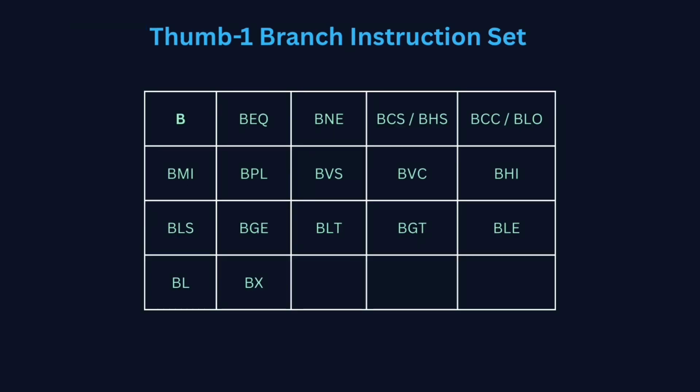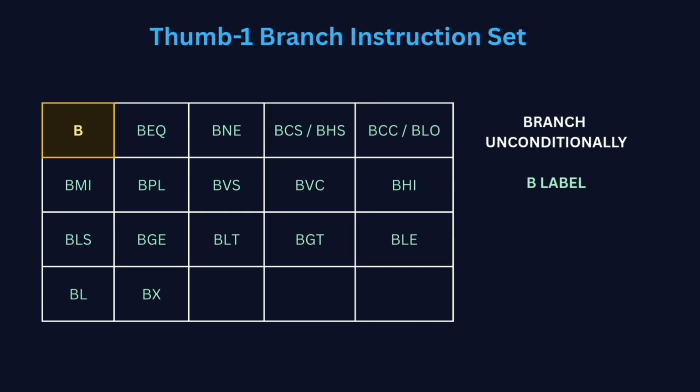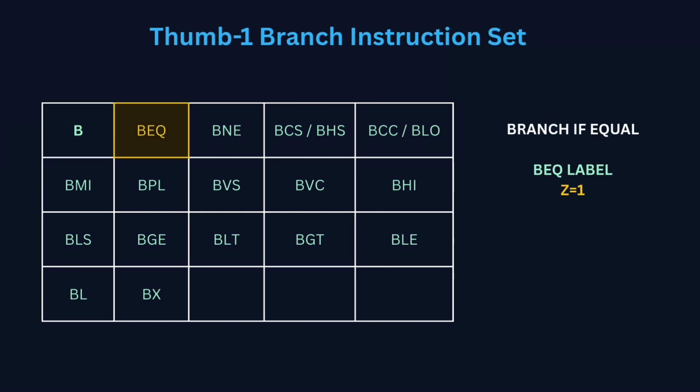Let's now look at every branch instruction supported by the Thumb-1 instruction set on the ARM7 TDMI processor. The very first instruction we notice here is a branch instruction, but what we need to note here is it's an unconditional branch. As soon as this particular branch instruction is encountered, the branch happens directly to the specified label without checking any conditional flag. Next, we have branch if equal.